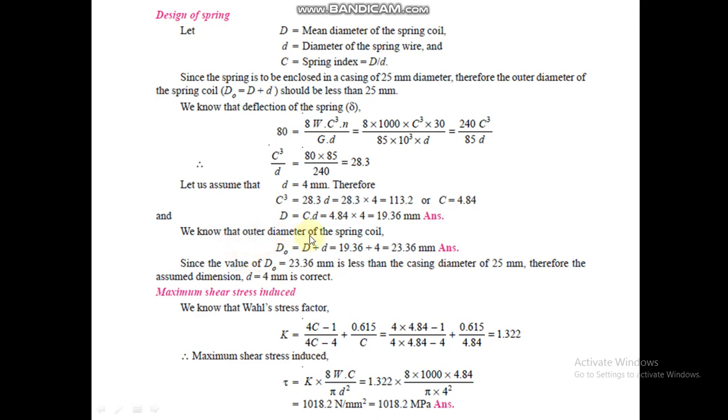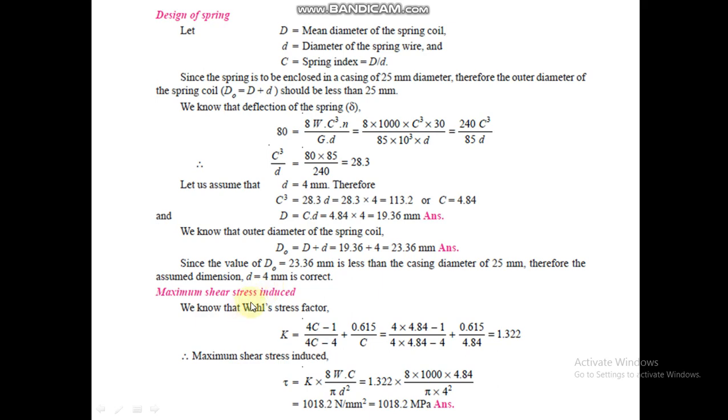We will calculate the outside diameter of the spring coil. D outer is equal to D plus d, that is 19.36 plus 4, and the outside diameter comes out to be 23.36, which is less than 25. This means you can put this spring in the casing. So it means that your assumed wire diameter d equal to 4 is correct.